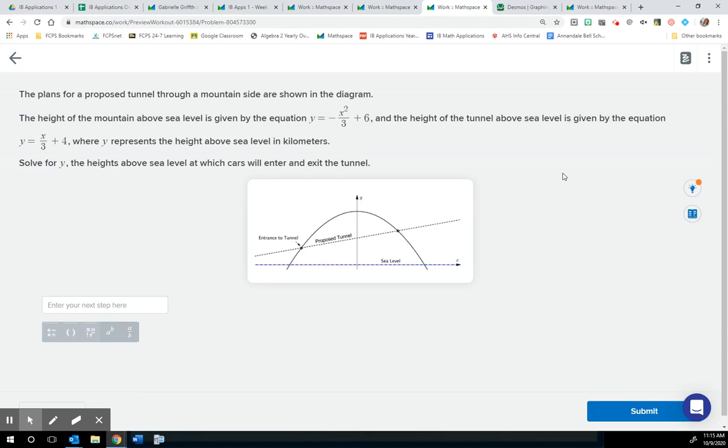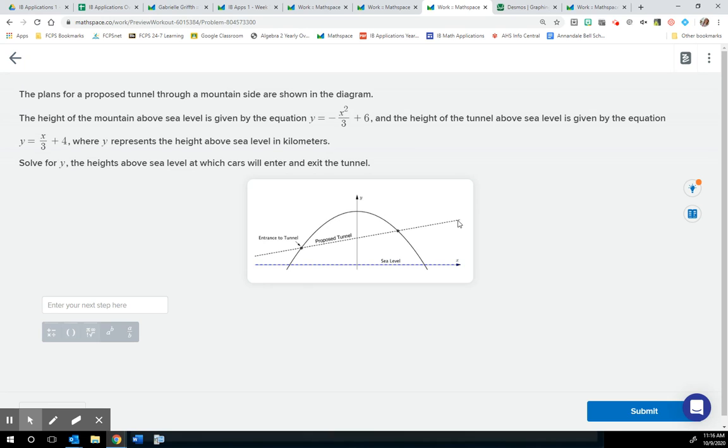So number 10 gave us this word problem. Picking out some key pieces, they gave me the equation of the mountain, and they gave me the equation of the tunnel. And they're asking us to solve for y, which is the height above sea level where the cars would enter and exit. So they're wondering, what are these 2 points? And they even show you in the diagram that you're looking for the intersection between the mountain and the tunnel.